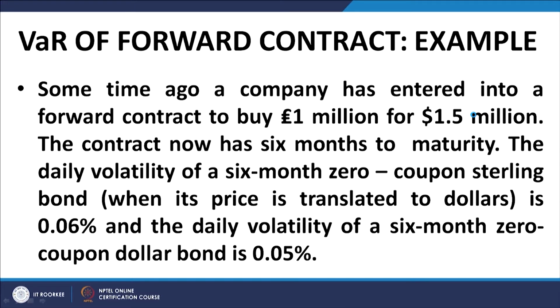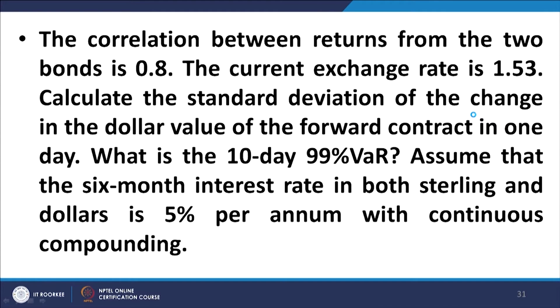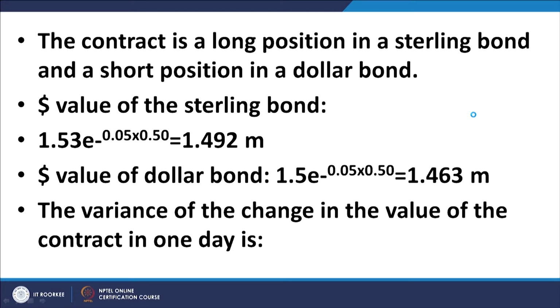Now, the company has entered into a forward contract to buy sterling 1 million. So, it is long in the sterling bond, it is short in the dollar bond. The dollar value of the sterling bond will be calculated at current price, and that is 1.53, that comes to 1.492. Dollar value of the dollar bond, because the contract envisaged delivery of $1.5 million, will be 1.463. This is the important part. This is the catch in this problem. The rest of it is straightforward.